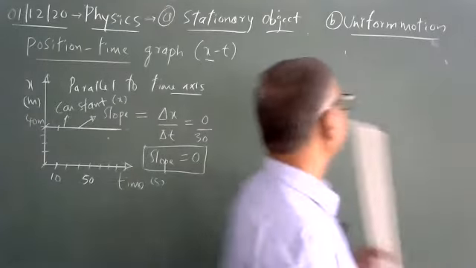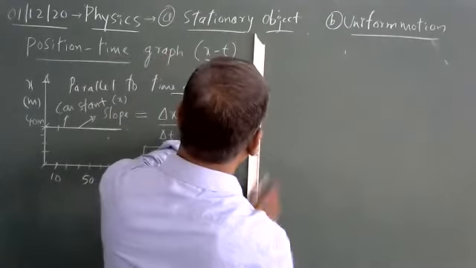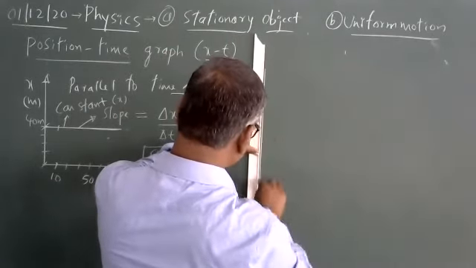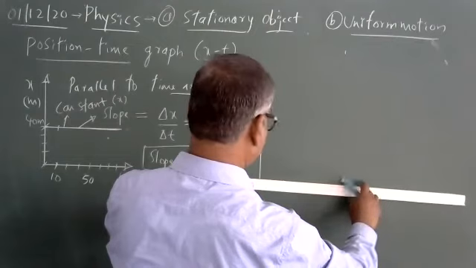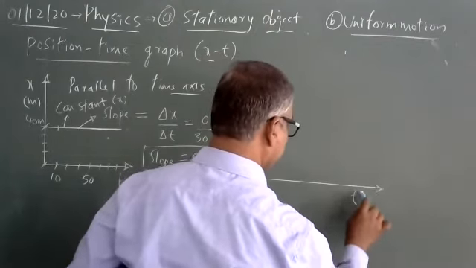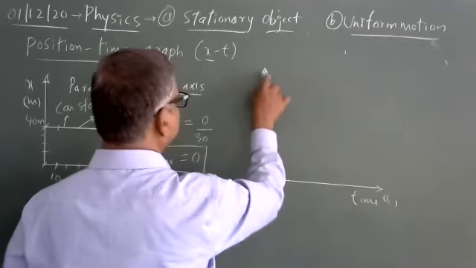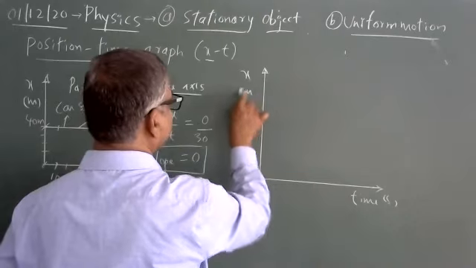Now, similarly, we'll go for uniform motion. The second one I will take up. Let me have a small diagram. Again, time axis measured in seconds. Again, position measured in terms of meters.